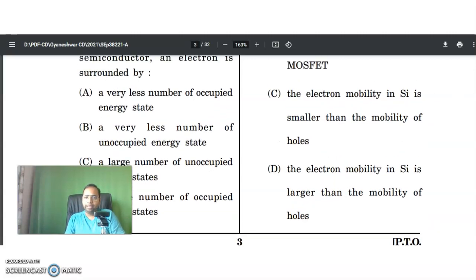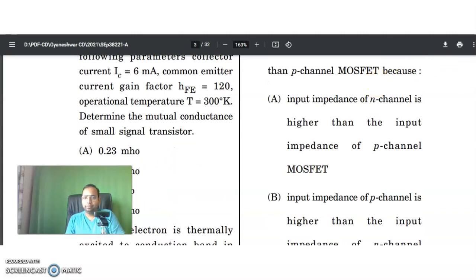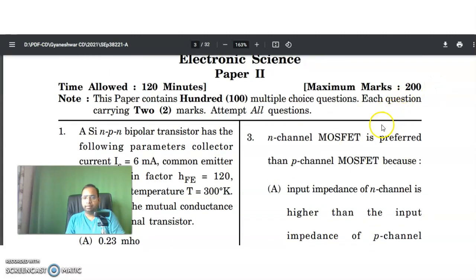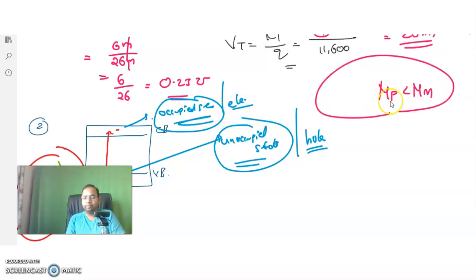So why is the N-channel MOSFET preferred over the P-channel MOSFET? Because all of you know that the mobility of holes is less than the mobility of electrons. Am I correct or not?